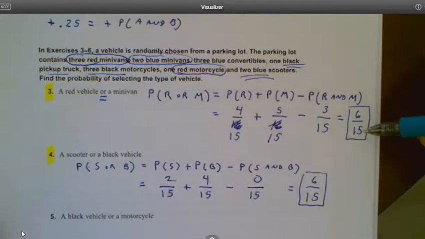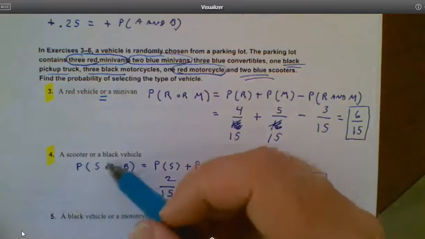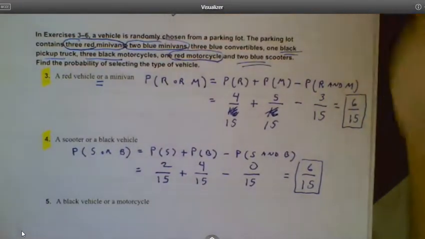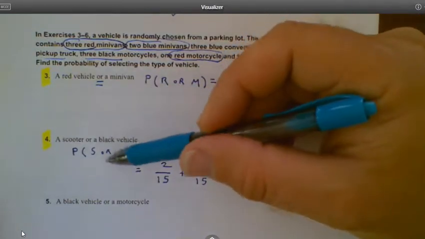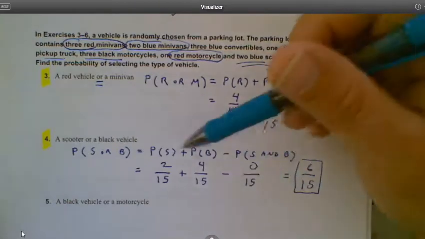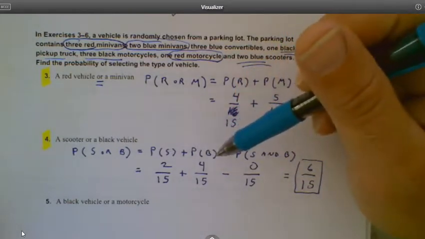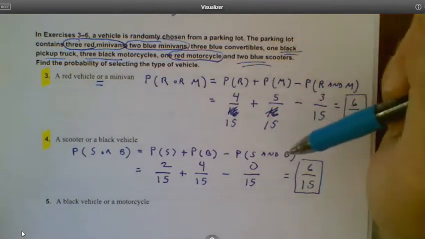Here's a great one if you want to try one on your own: pause and give it a shot. Scooter or a black vehicle. If it's either scooter or black, as soon as you see the word "or," you have to use today's formula. The probability of a scooter plus the probability of a black vehicle minus the probability of a scooter and black vehicle.